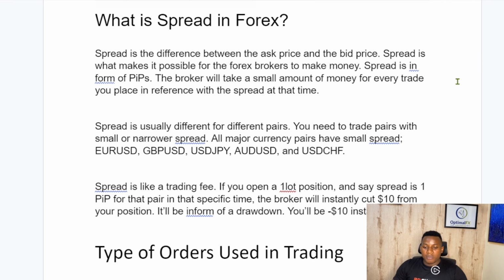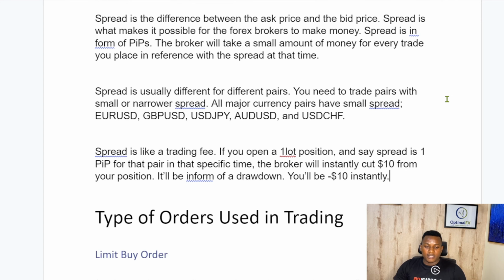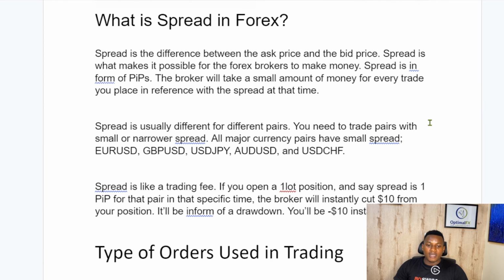All major currency pairs have narrower spreads. That is EUR/USD, GBP/USD, USD/JPY, AUD/USD, and USD/CHF. Spread is like a trading fee. If you open one standard lot position and say spread is at 1 pip for that pair at that specific time, the broker will instantly cut $10 from the position. It will be in form of a drawdown and will be negative 10 instantly. That is exactly what I meant.